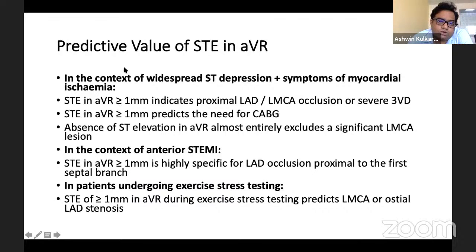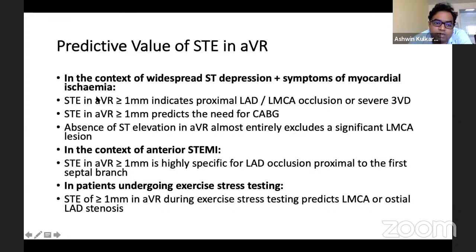So this is an important slide to tell you how important the ST elevation in AVR is. In the context of widespread ST depression and symptoms of myocardial ischemia, ST elevation of more than 1 mm indicates proximal LAD block or even LMCA occlusion. In some books, they tell ST elevation in AVR is seen in proximal LAD also. ST elevation in AVR of more than 1 mm predicts the need for CAG, CABG. So if ST elevation is there in AVR, the patient definitely needs coronary artery bypass graft. And generally, absence of ST elevation in AVR rules out significant LMCA lesions also.